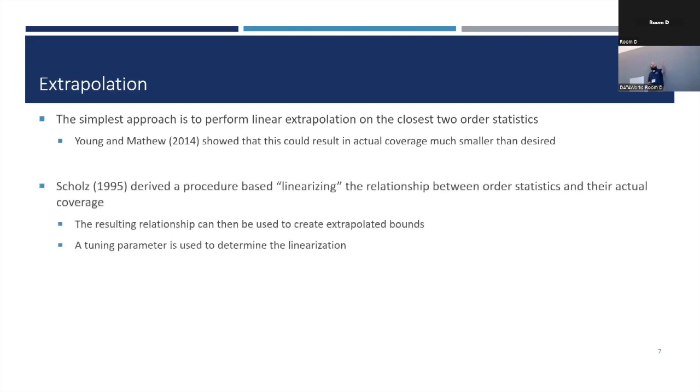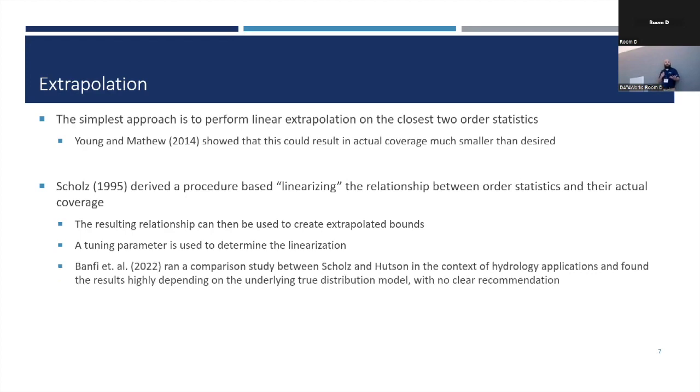In the 90s, Schultz tried to derive something where he said, maybe I'll take my order statistics and I'll plot them against their actual coverage. And that gives me a bit of a relationship. It might not be a linear one, so I'll try some sort of transformation. It's kind of similar to a Box-Cox-like transformation to linearize that relationship. And once I do that, then I can use that relationship to extrapolate down. There's a bit of a tuning parameter, and he created a method to try and help tune that parameter to get you the confidence you want. Well, a recent paper did a comparison study between Schultz and Hudson, which, if you use Hudson in this context, is kind of similar to standard linear extrapolation.